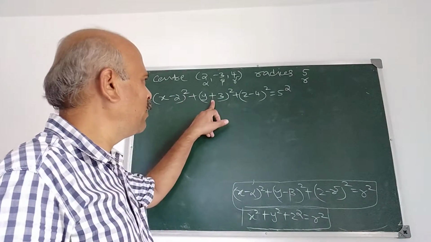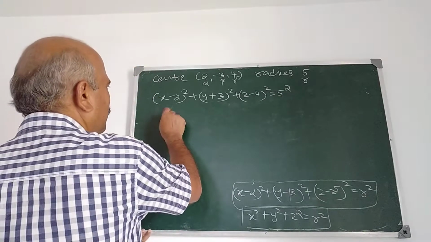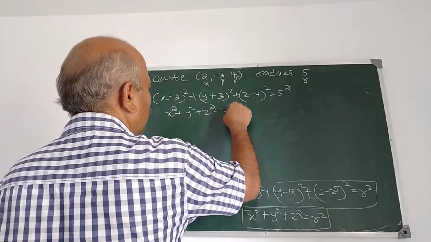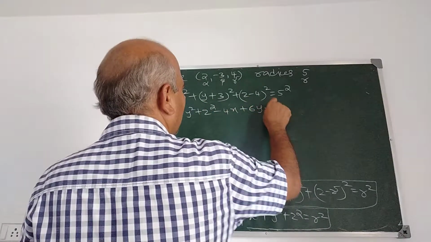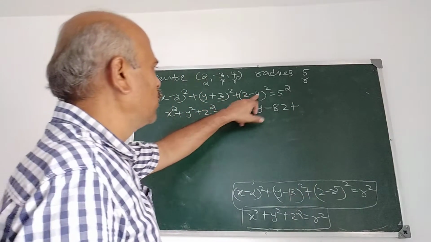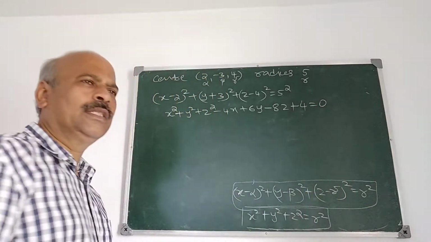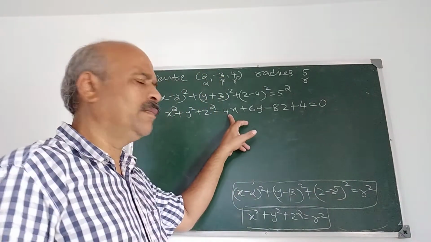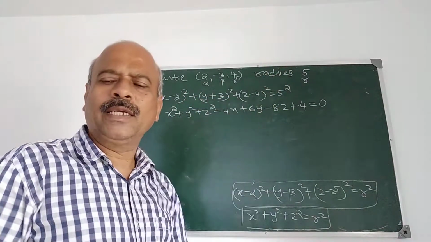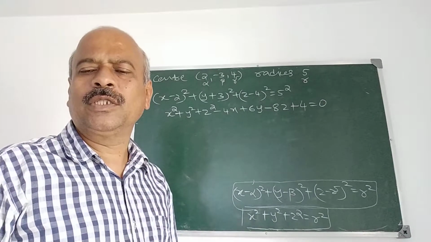x minus alpha square, y minus beta square, z minus gamma square is r square. So simplifying we get x square plus y square plus z square minus 4x plus 6y minus 8z plus 3 square plus 4 square minus 5 square, where 3 square plus 4 square cancels with 5 square, plus 4, is equal to 0. This is the equation of the sphere whose center is 2, minus 3, 4 and radius is 5. You know how to apply the formula to find the equation of the sphere.